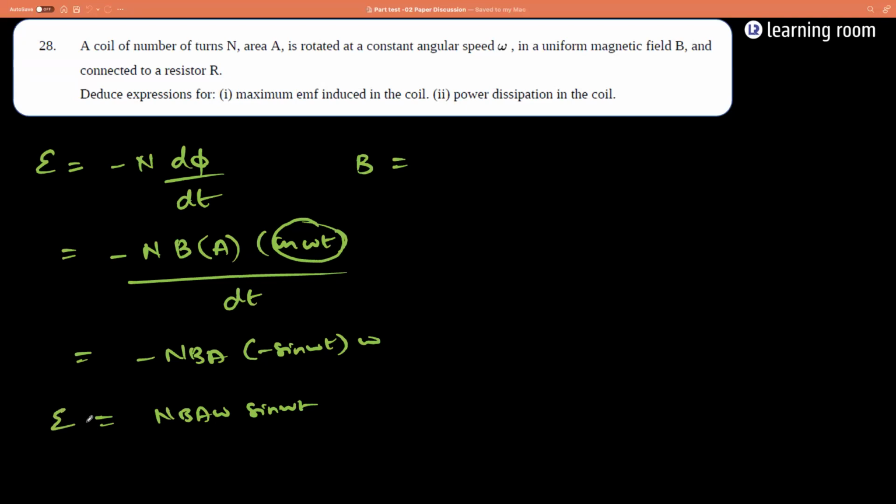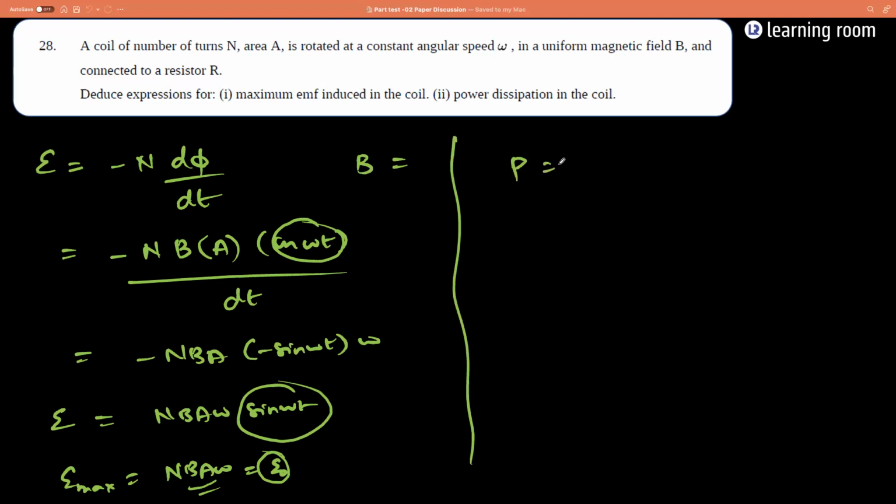And this is going to be the induced EMF, but they ask the maximum induced EMF. So maximum induced EMF will take place when the value of sin omega t is 1. So E max will be equal to NBA omega, and this is the value of E naught, which we use in alternating current. Right. So what about the power dissipated in the coil?